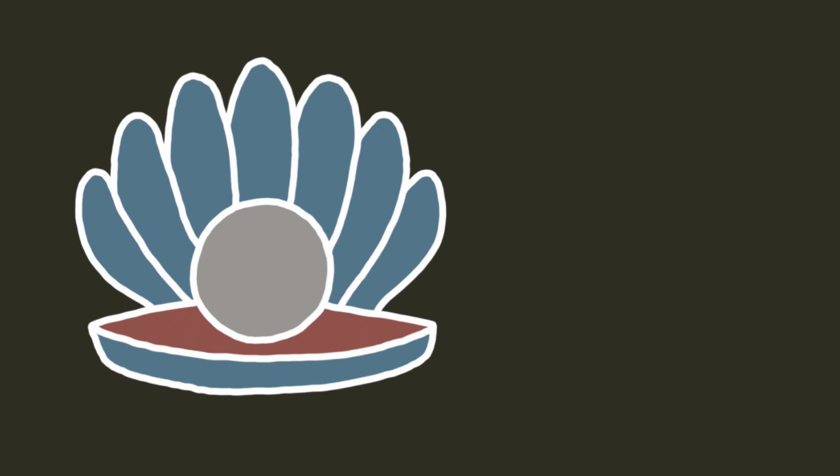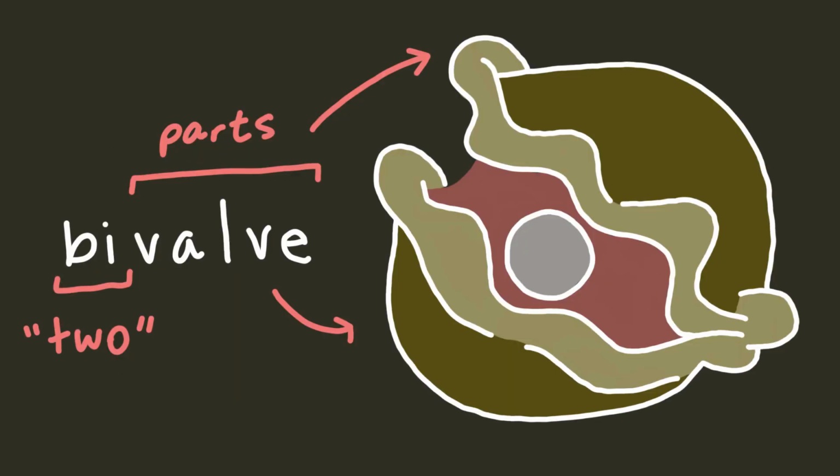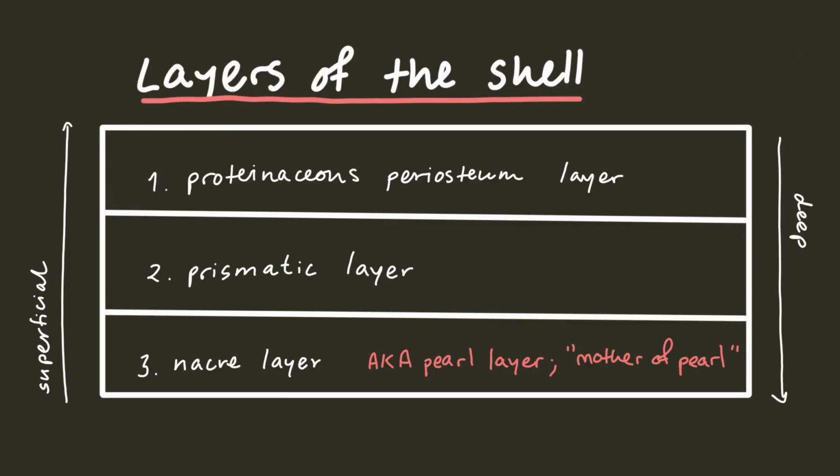To understand how pearls form, it's helpful to understand some basic oyster anatomy. Oysters are a type of bivalve mollusk, which is a fancy way of saying their shells have two parts, valves. These valves are held together by a ligament which keeps the valves open so that the oyster can eat. The valves consist of three layers: the proteinaceous periosteum layer, the prismatic layer, and the nacre layer. The nacre layer looks iridescent, like pearls, so it's also called the pearl layer, or mother of pearl. The layer itself is sometimes used to make buttons and jewelry and whatnot.